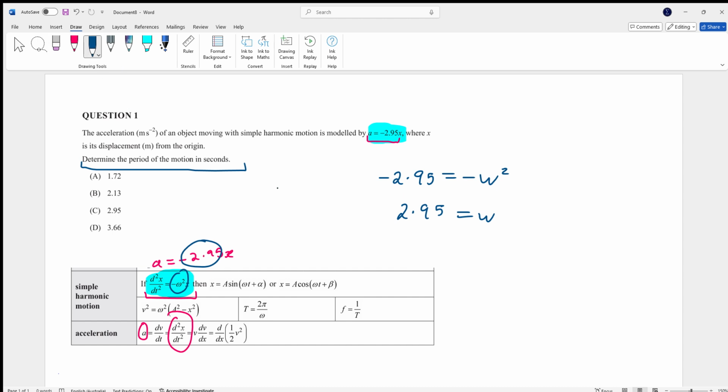Now this is a calculator question, okay? Because you won't be able to do it without one. So to get omega, first of all divide both sides by negative 1. Then you're going to do square root. So omega is the square root of 2.95.